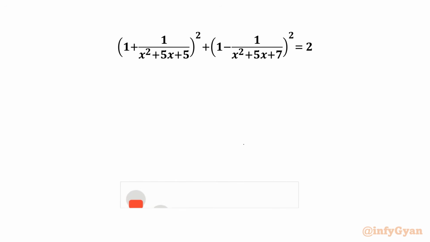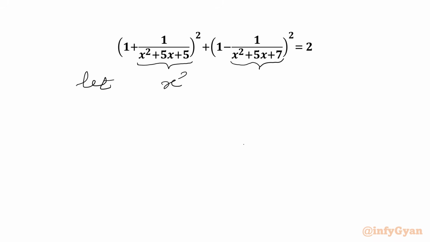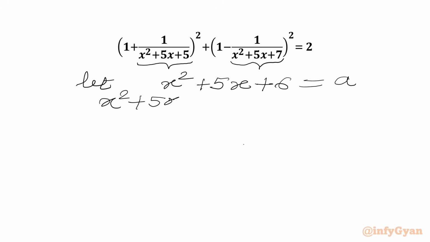So our best substitution would be the mean value of these two, x square plus 5x plus 5 and x square plus 5x plus 7. So let me write here x square plus 5x plus 6. Suppose this is equal to a. From here I can write x square plus 5x plus 5 will be a minus 1, and we can write x square plus 5x plus 7 will be a plus 1.